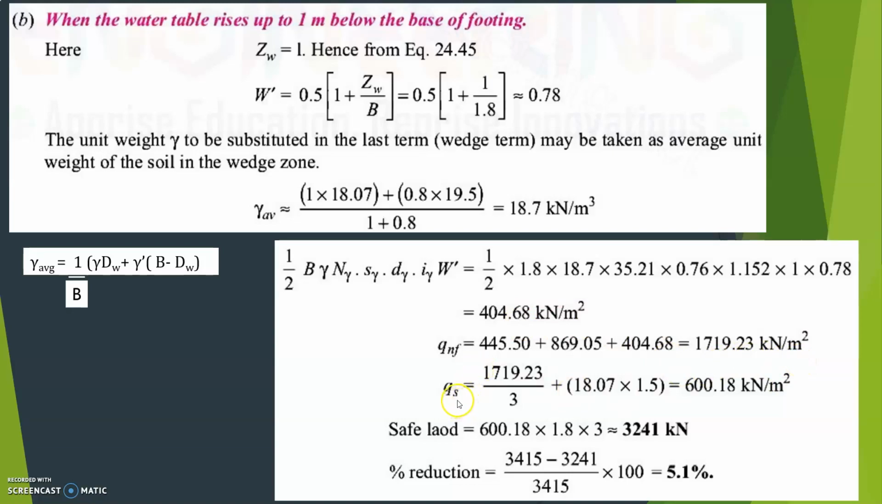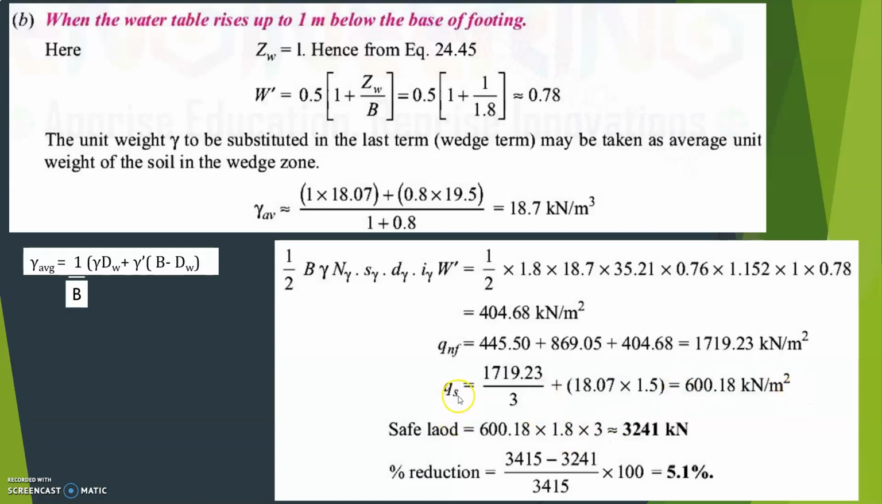Now you have to calculate what is QN, safe bearing capacity. That is nothing but QNF divided by factor of safety plus gamma into D. Gamma is 18.07. This gamma is the original gamma, bulk density value, into 1.5. So we get 600.18 kilonewton per meter square.